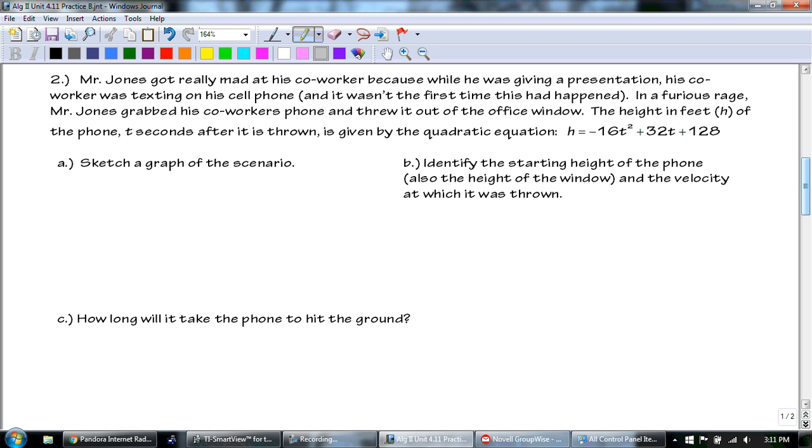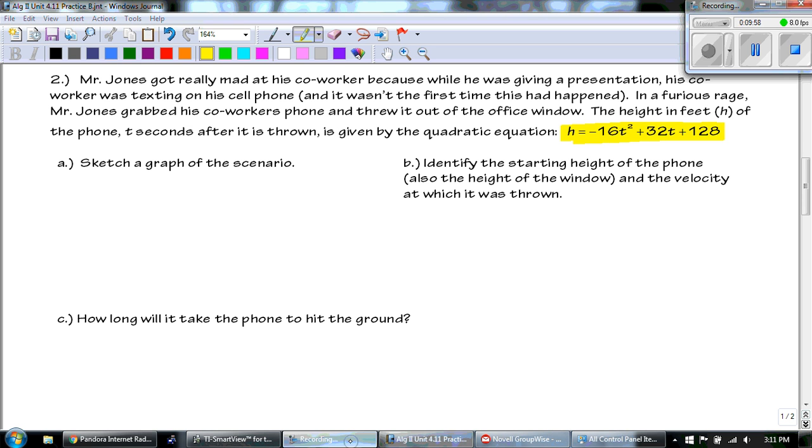All right. Number 2. Mr. Jones got really mad at his coworker because while he was giving a presentation, his coworker was texting on his cell phone. And it wasn't the first time this had happened. In a furious rage, Mr. Jones grabbed his coworker's phone and threw it out the window of the office. The height in feet h of the phone in t seconds after it is thrown is given by the equation h equals negative 16t squared plus 32t plus 128.